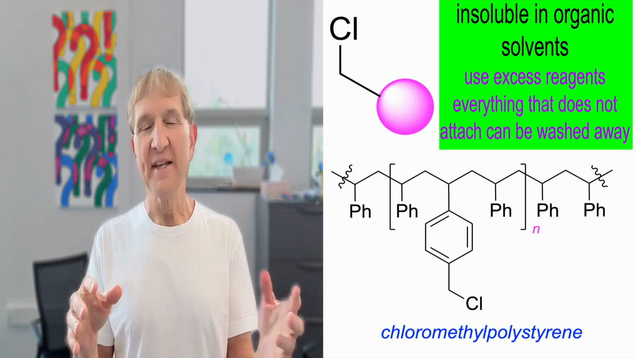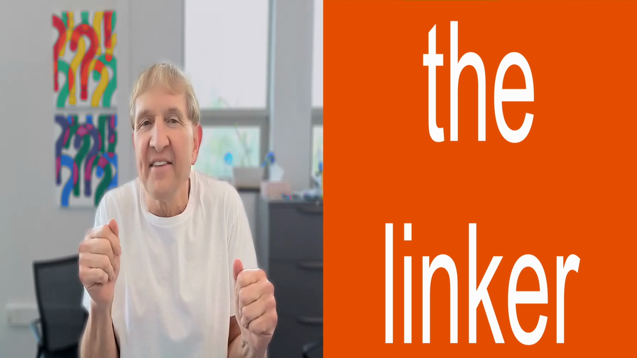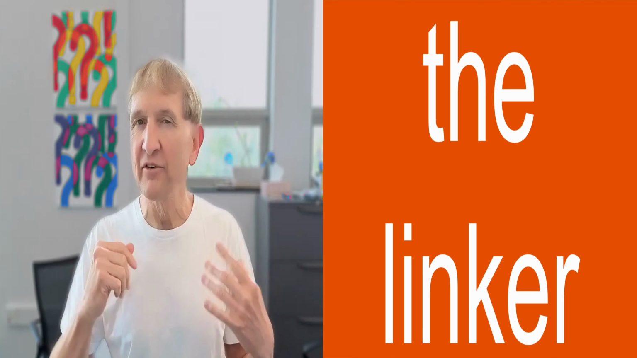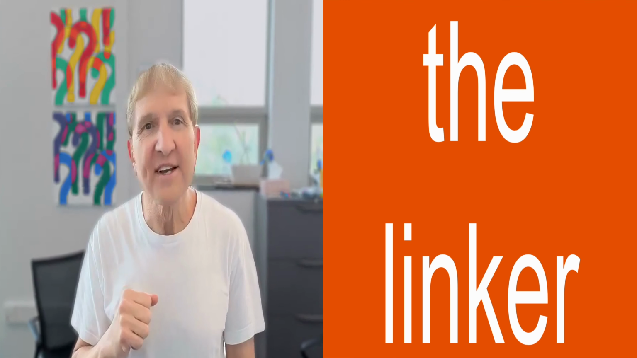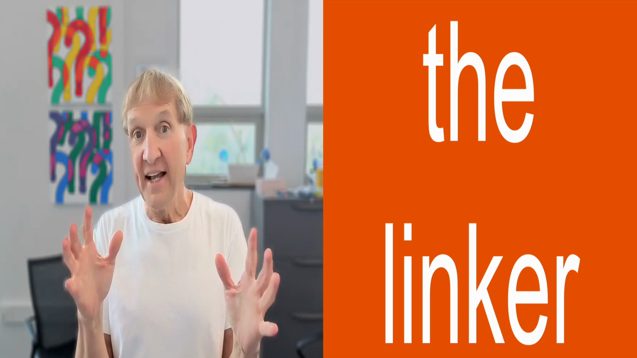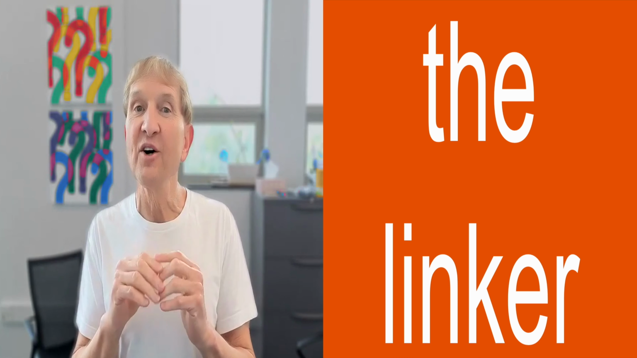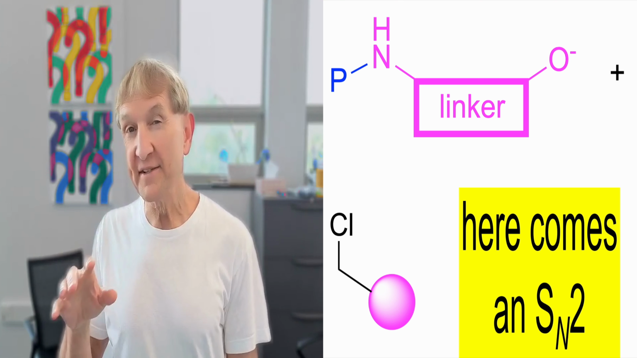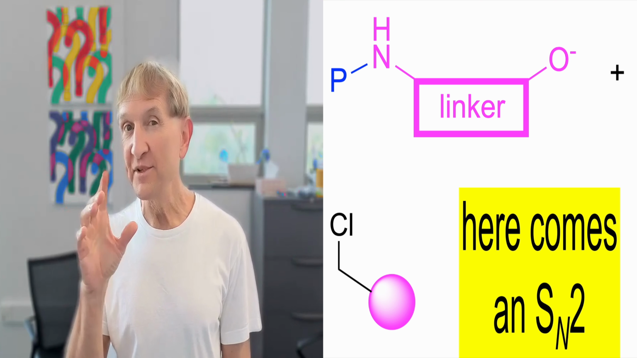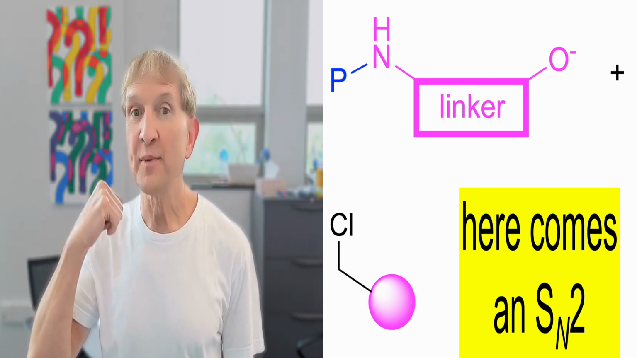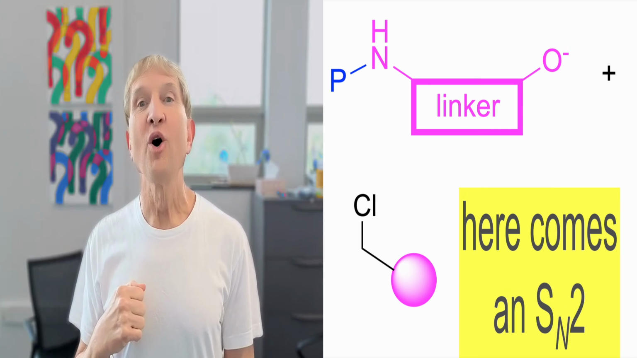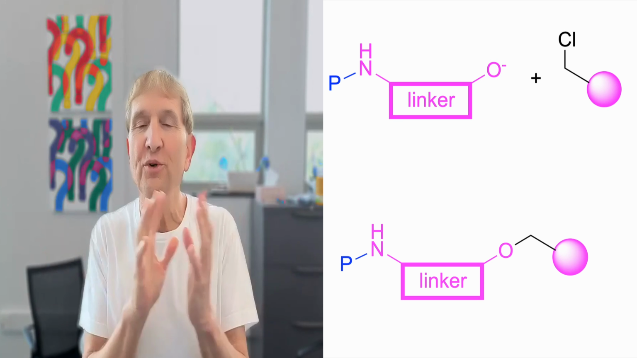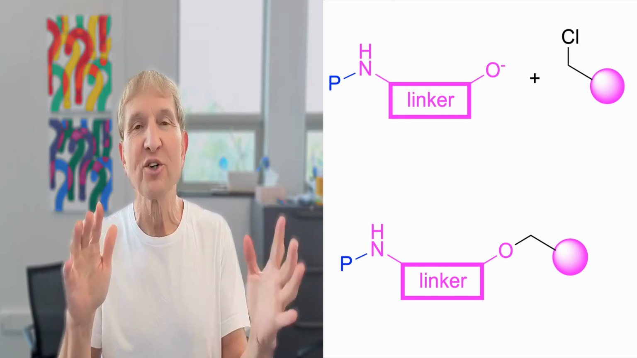The next step is to add a linker. The linker is required for reasons which I'm keeping secret for just a little while. In this particular case that I'm thinking of, we'll add the linker by SN2. So typically something like a phenoxide, perhaps, doing a displacement of the chloride on that resin, and it will work beautifully because it's a benzylic chloride.